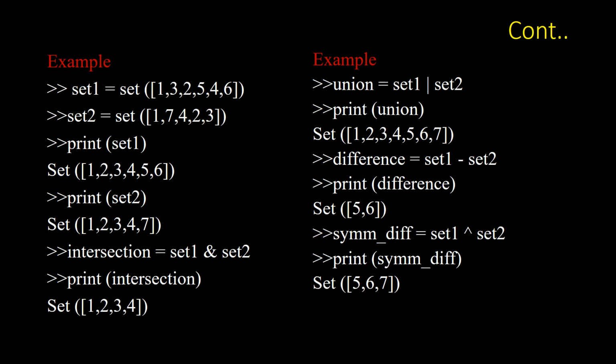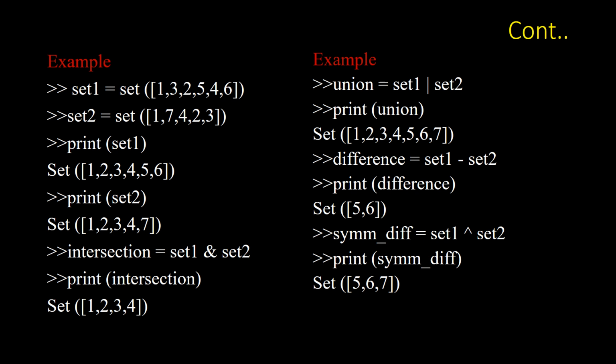Now the union operator. When I print the union, it contains all the elements from set 1 as well as from set 2, so it shows 1, 2, 3, 4, 5, 6 and 7. Then the difference is set 1 minus set 2. When I print this, it contains 1, 3 and 2 because they are also in set 2, but 5 is not in set 2, so 5 is printed, and 6 is also not in set 2, so the 6 value is printed.